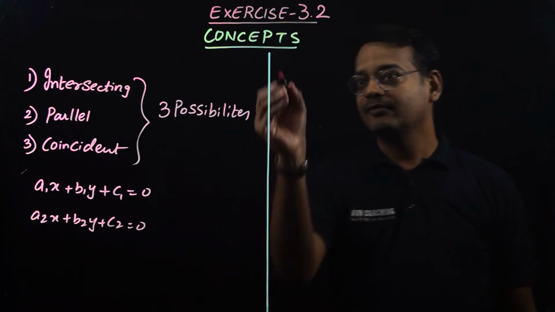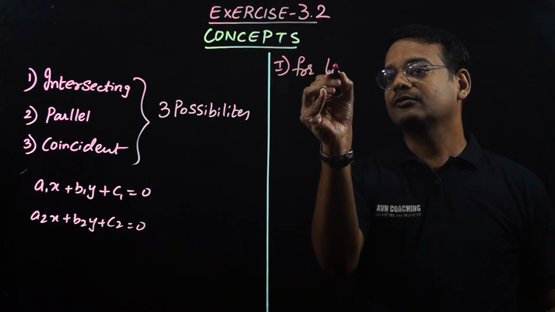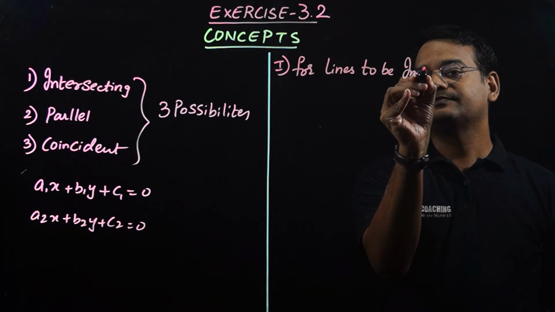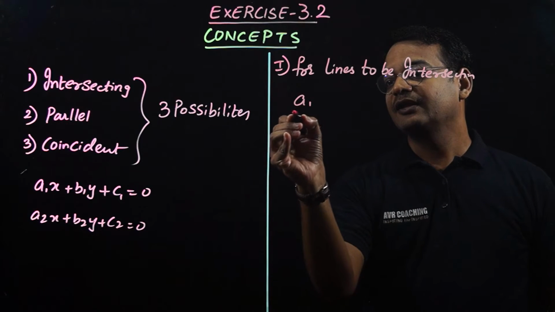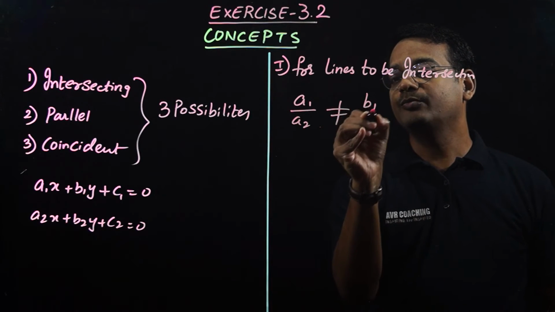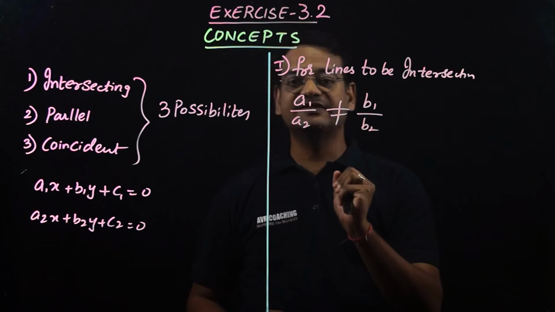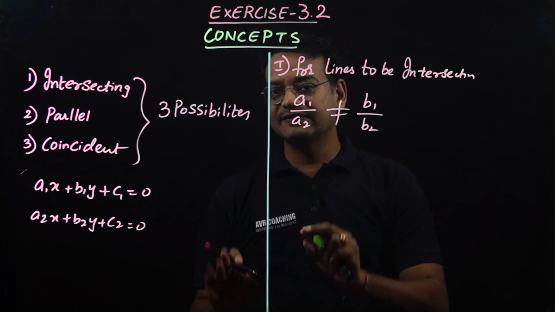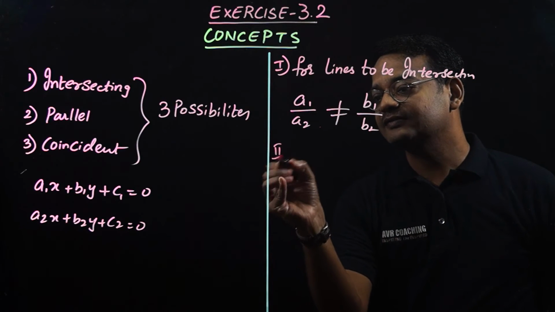Okay, now first, for lines to be intersecting, it should satisfy the condition a1 by a2 should not be equal to b1 by b2. So once this condition is satisfied, that is a1 by a2 is not equal to b1 by b2, then the lines are intersecting without any doubt.